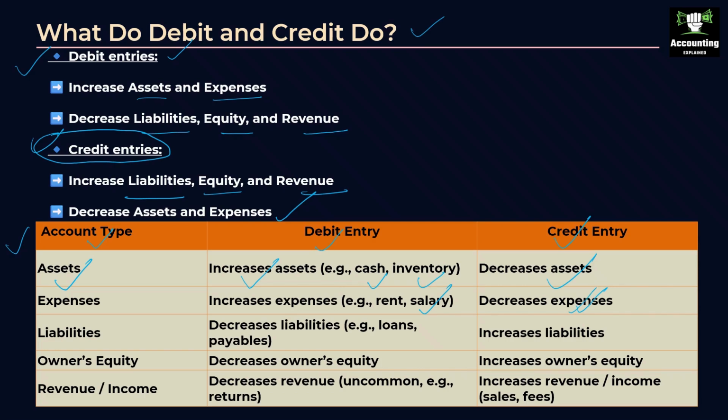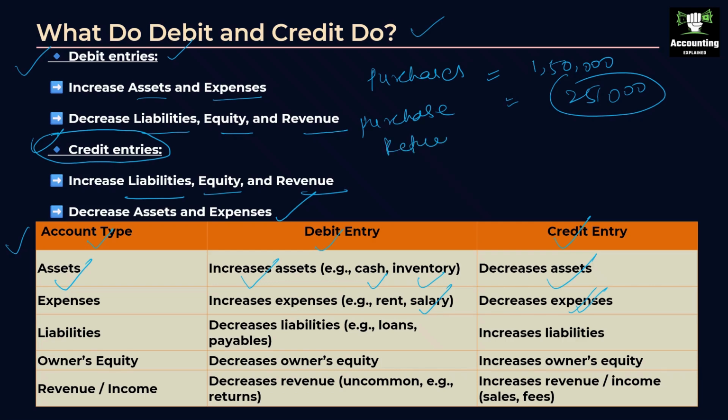Suppose you are buying goods from the supplier. You're purchasing goods from the supplier for rupees 1,50,000. So purchase is an expense, it will be debited, right? You find some goods worth rupees 25,000 are not of good quality and you're returning them to the supplier. So this is your purchase return. Okay, so you understood this, right? Purchase is an expense, so this will be debited. Increase in expense, that is why it is debited.